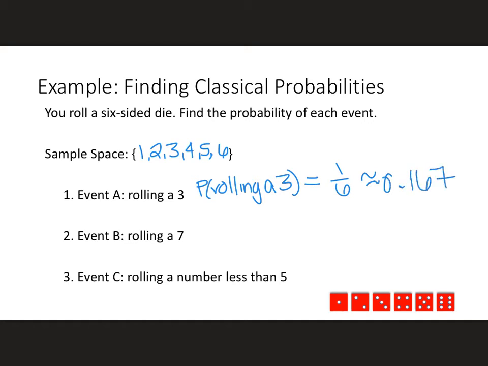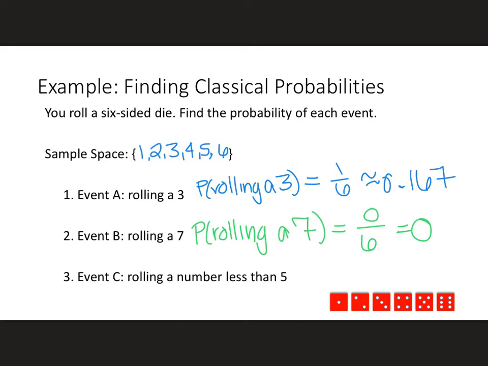Let's look at event B, rolling a 7. So the probability of rolling a 7. Can you get a 7 in this sample space? No, we cannot. So we're going to say 0/6 equals 0. Again, 7 is not in the sample space, so we should definitely not be able to get a 7.